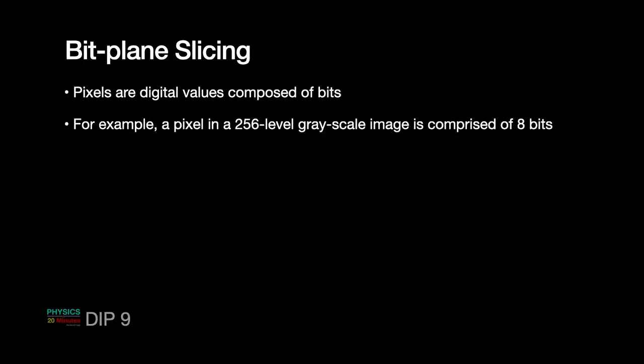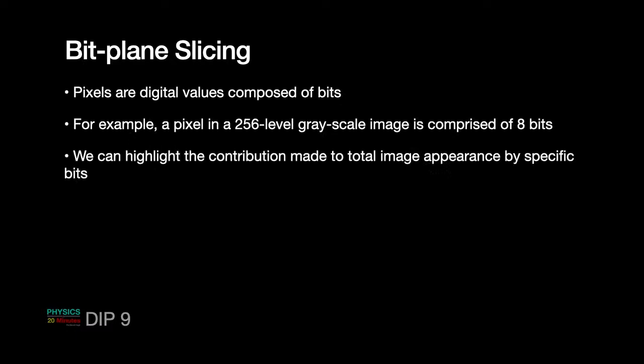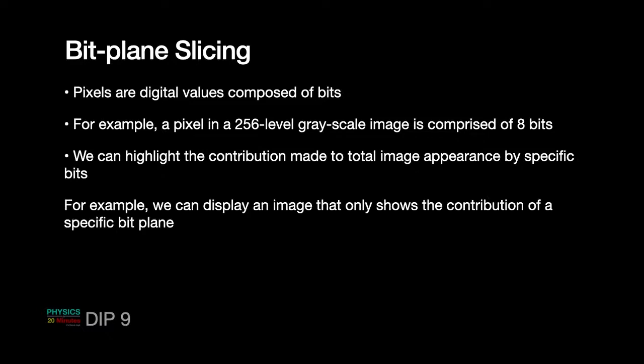So pixels are digital values composed of bits. Now remember, in an image there are a number of pixels and each pixel can have 8 bits. When you studied digital number representation in your lower classes, in the undergraduate section, you must have learnt about MSB and LSB. That is, the most significant bit and the least significant bit. So each pixel will have a most significant bit and a least significant bit.